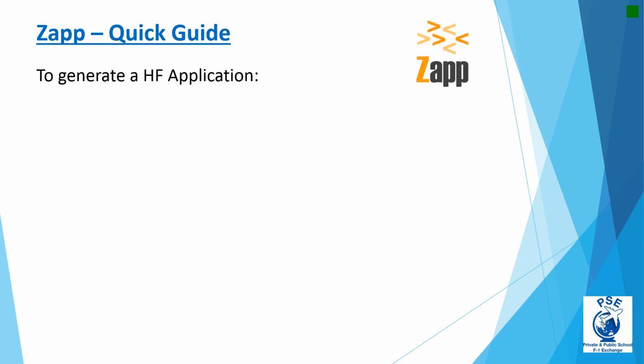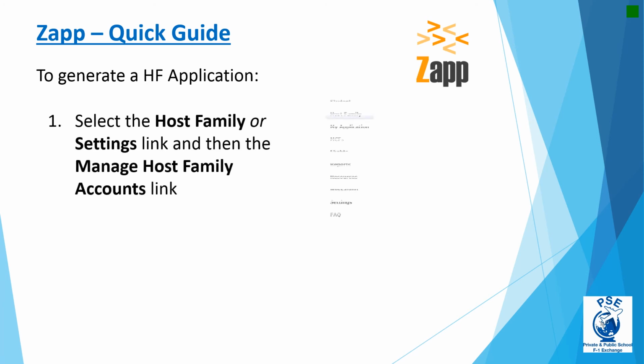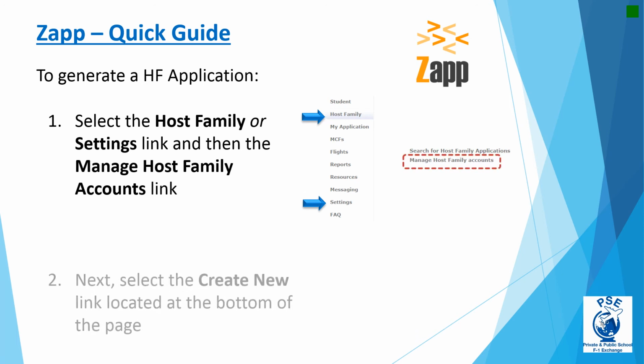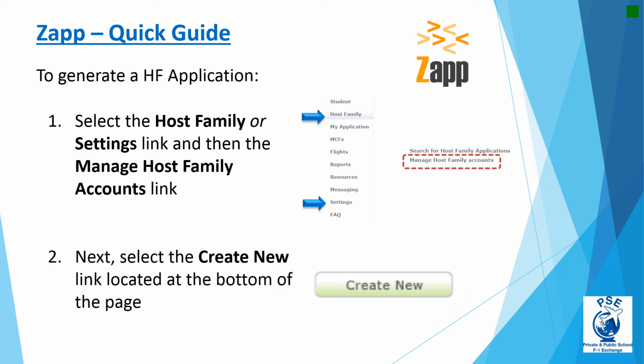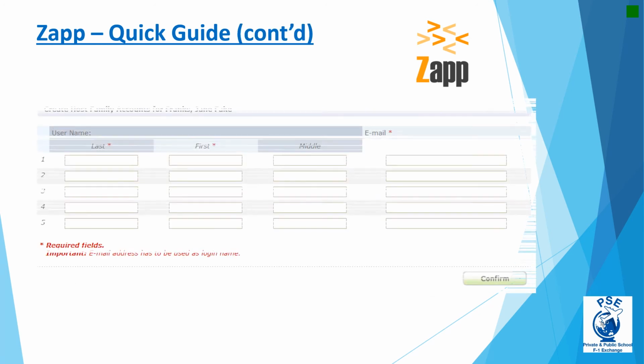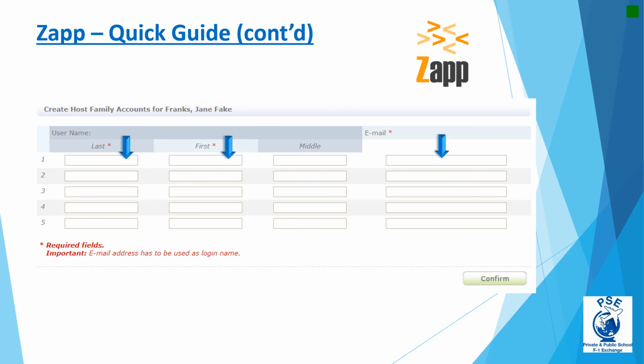To generate a new host family application, select the host family or settings link and then click on the Manage Host Family Accounts link. Next, select the Create New link located at the bottom of the page. Next, you will see this screen. Enter the host family's last name, first name of only one host parent, and an email address. Only one host family account and application is required per family. Please note that the email address will be used as a login name. After entering the required fields, click on the Confirm button.